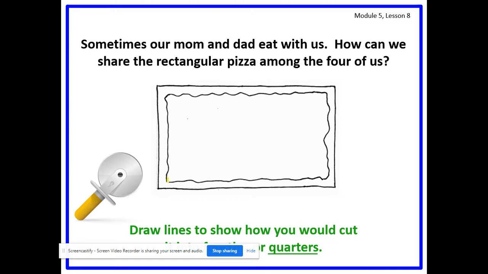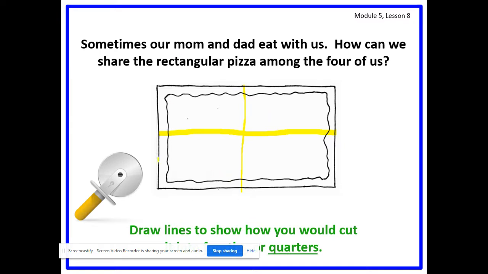So go ahead and draw lines to show how you would cut the rectangular pizza so we would have 4 equal parts. Press play when ready. So how did you cut one pizza into 4 equal parts, or called fourths? If you did this, you are correct. Because now we have 4 equal parts, so it's cut into fourths, also called quarters.